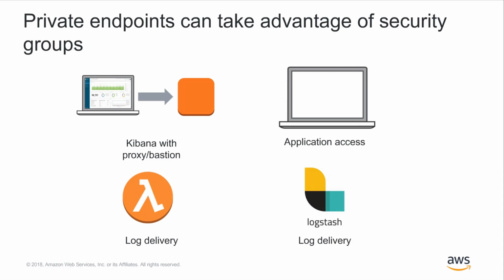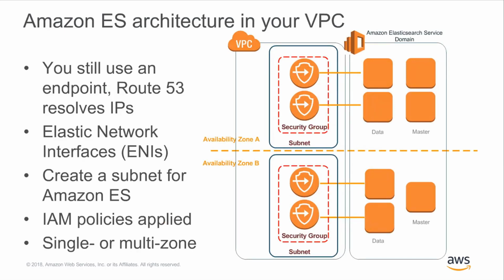Within your VPC as well, you have log delivery scenarios. Very typically, if your application is in your VPC, your logs are going to be in your VPC, and you'll need to send those across to Elasticsearch Service. And then finally, as a sort of subtopic, we frequently see Logstash used to deliver logs to an Elasticsearch Service domain, and again, all happening within the VPC. So let's have a look at those.